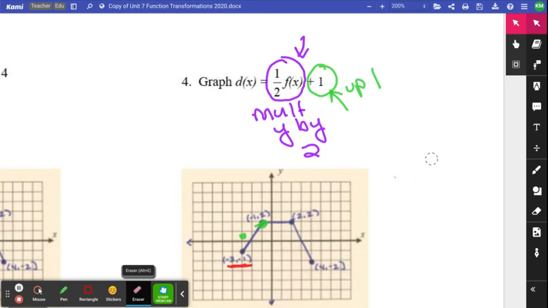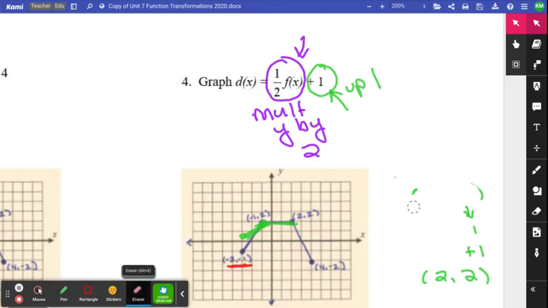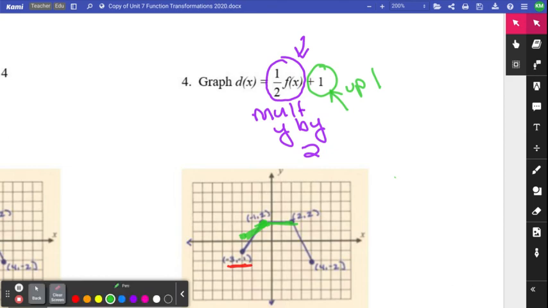Okay, next point. We have the point 2, 2. So we cut the y in half and you get a 1. Add 1 to it and you end up with the same point. Well, that's not very exciting. So now I'm not doing a very good job drawing this picture. Last section. We got 4, -2. So 4, -2. Cut the y in half and you get -1. Now add 1 to it and you have a 0. So our last point is 4, 0. At least that one changed.